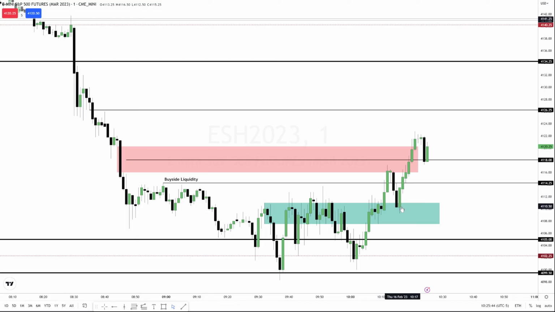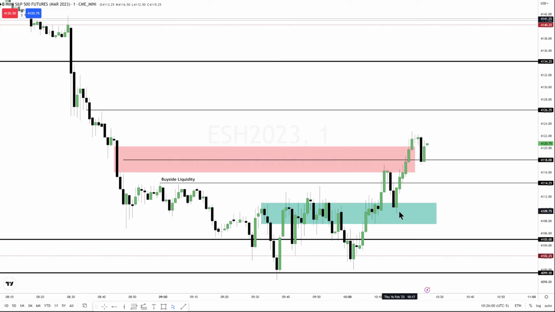I mentioned that if it were to go lower, it would need to go through the breaker, come back up and act as resistance. Did it do that? No. It respected the breaker. So now price goes higher. What actually happens after that? This down close candle that trades into the bullish breaker does what? Becomes a bullish order block.